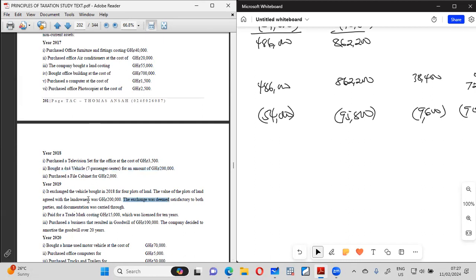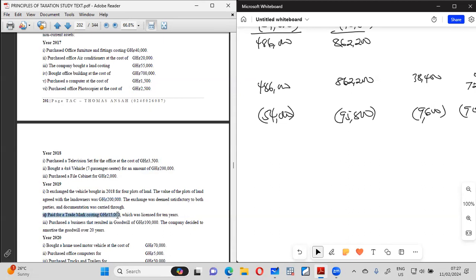So in this case, what are we going to do? Of course, are we going to treat it as a purchase? No, we are going to go ahead and this 200,000 will be the proceeds we received, because that is the exchange value. All right, so that will be the disposal amount you'll be deducting. All right, so that is that.